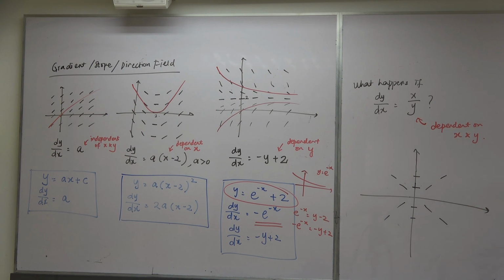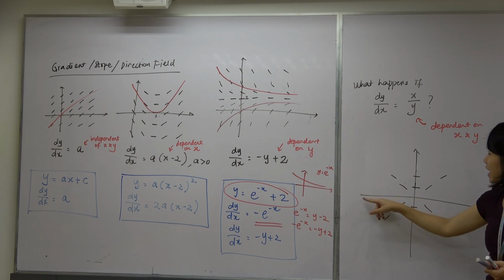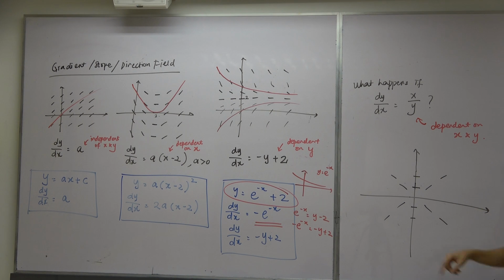So how then did I draw these positive slopes and negative slopes? Look at it this way. In the first quadrant, I'm going to have positive x and positive y, am I correct? So if it is positive x divided by positive y, I should expect to get a positive gradient. In the second quadrant, it is negative x and positive y. So if it is negative x divided by positive y, that is when I'll get a negative gradient.